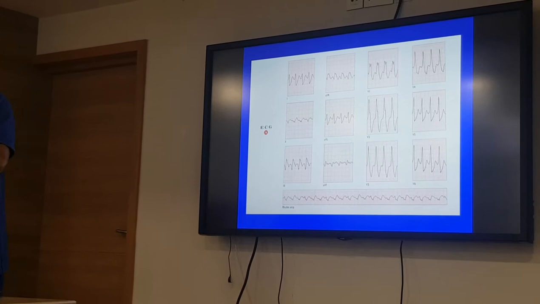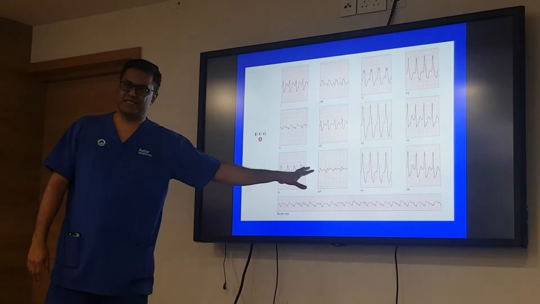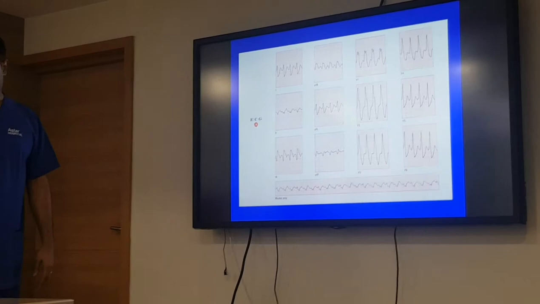But at your level, remember, any broad complex tachycardia, once again, the rate around 170 to 200 or 250, assume it's VT, okay? But there is a difference between.